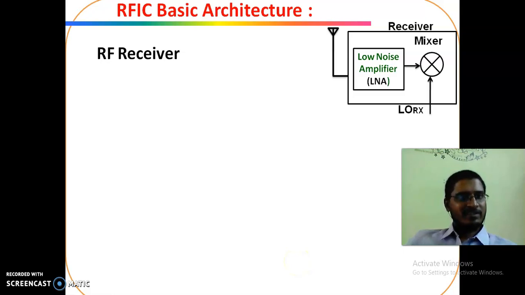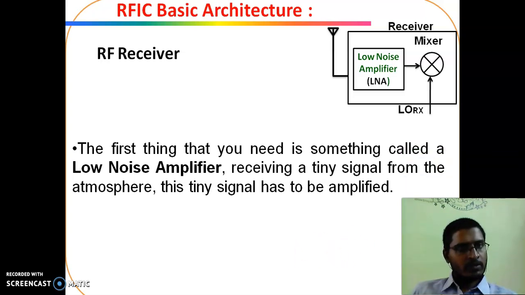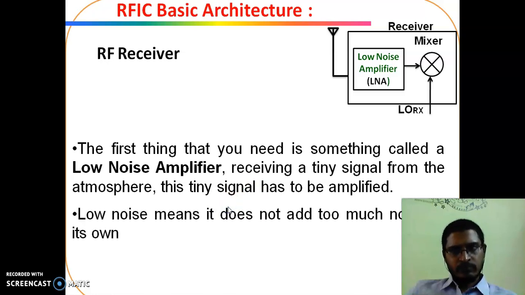So the RF receiver section, I already explained this concept, and it is very, very important. This is the receiving antenna, LNA, mixer, local oscillator. What is the LNA? It receives tiny signals from the atmosphere, and the tiny signal has to be amplified. LNA means it does not add too much noise of its own. It will not add noise, hence it is called a low noise amplifier.